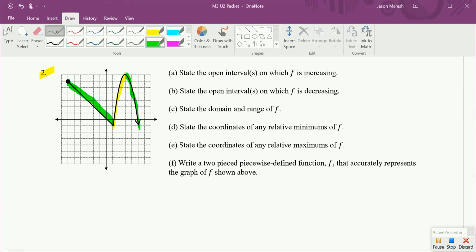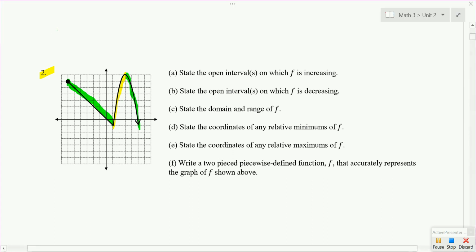So we see in green where it's decreasing, and we want to state open intervals. Open's the key word here, meaning we don't use brackets, always use parentheses when you use interval notation. And so our first open interval, well, actually there's only one open interval for increasing, and you only use x values on these intervals. So we're looking at our starting x value at 1 and our ending x value at 3, so from 1 to 3.